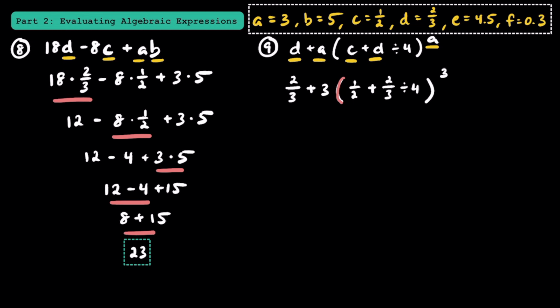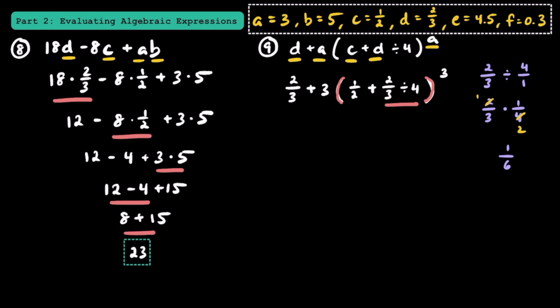Following the order of operations, we need to do the grouping symbol first, and inside there, we're going to have to do division before the addition. When dividing 2/3 by 4, we should rewrite 4 as 4 over 1. We're going to keep change flip here to change it into a multiplication problem, so we're going to have 2/3 times 1/4. The 2 and the 4 are going to cross cancel to make a 1 and a 2. So on the top we have 1 times 1, which is 1, and on the bottom we have 3 times 2, which is equal to 6.